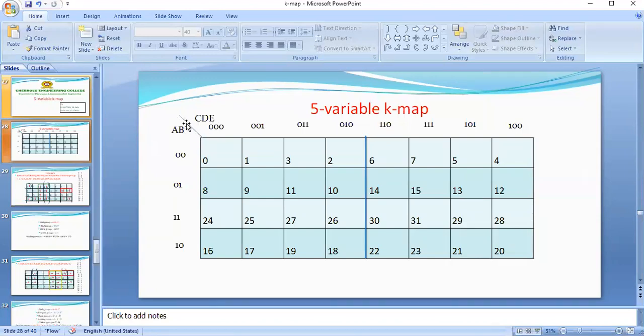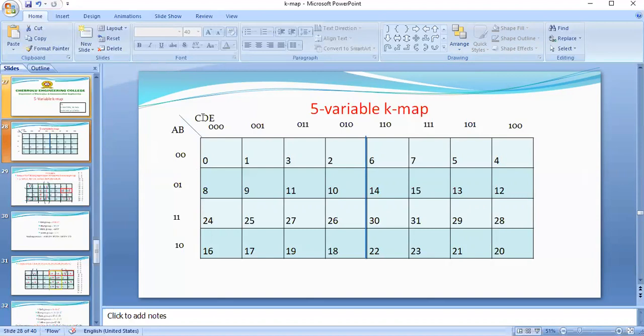I divide these 5 variables into 2 groups. A, B is one group and C, D, E is the other group. For the two variables A, B, we have 4 possible combinations, and you have to write a 2-bit gray code sequence. That is 0 0, 0 1, 1 1 and 1 0.